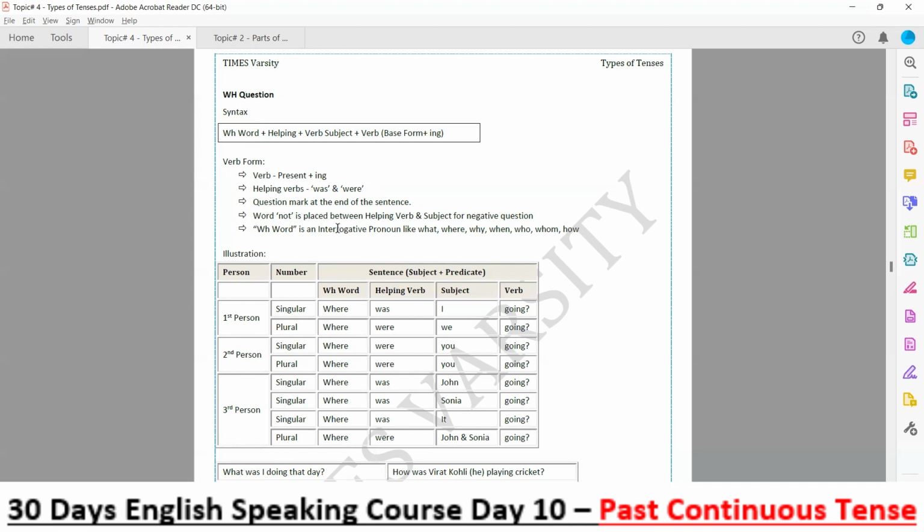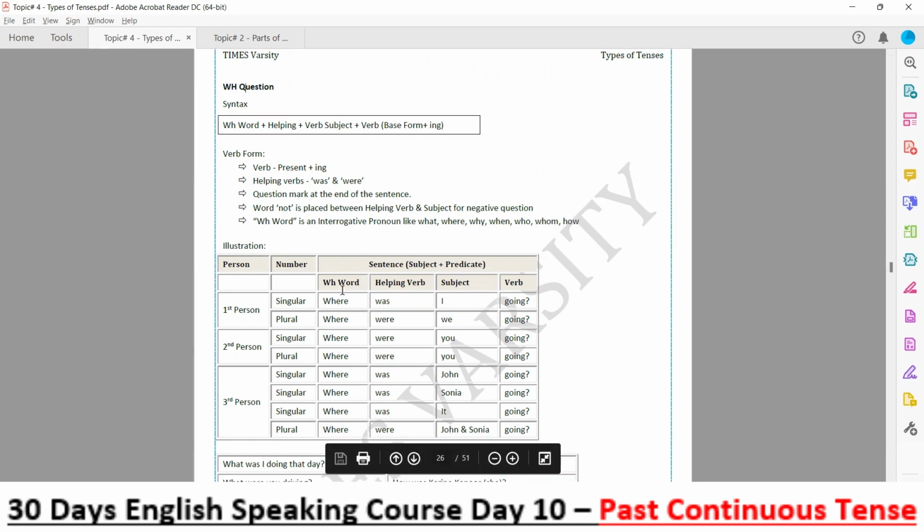And if there is a need to include not word, then word not is placed between helping verb and subject for negative question. WH word is an interrogative pronoun like what, where, why, when, who, whom, how. So these are called WH words. So as per the rule, first comes WH word, helping verb, subject, and verb.